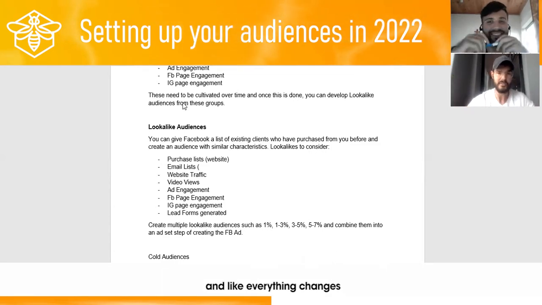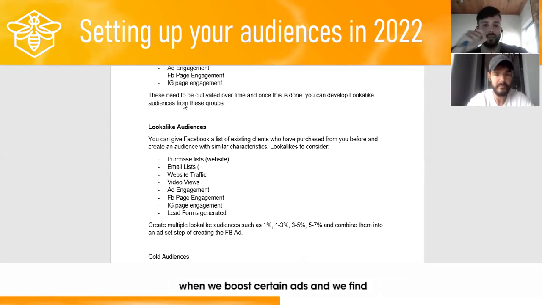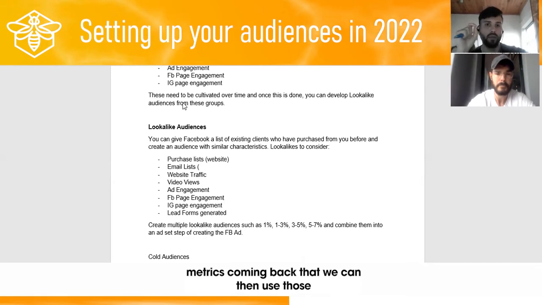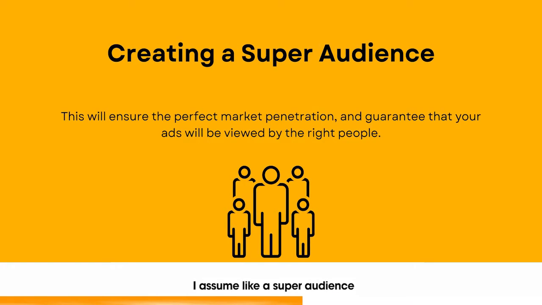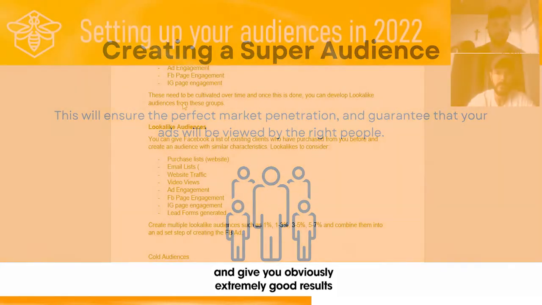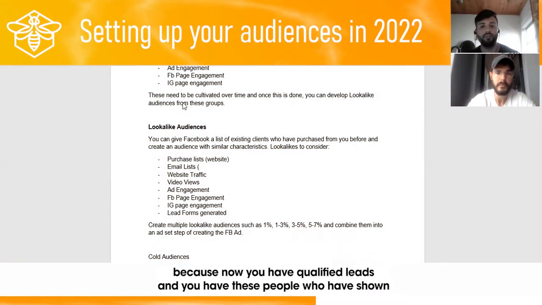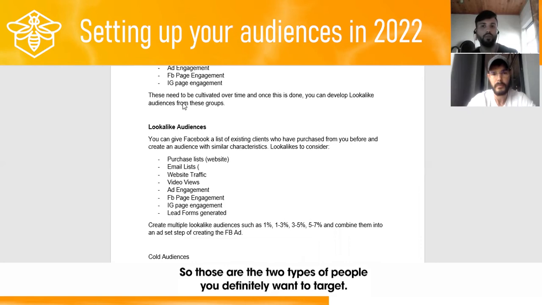Everything changes. And I think even what you were saying, when we boost certain ads and we find anomalies, like extremely high metrics coming back, we can then use those and combine them with lookalike audiences to create, I assume, a super audience that will give you extremely good results, because now you have qualified leads and you have these people who have shown great interest in your brand at the same time. So those are the two types of people you definitely want to target.